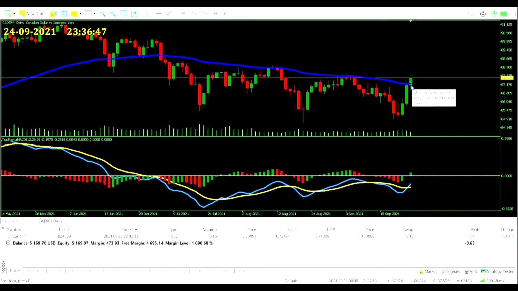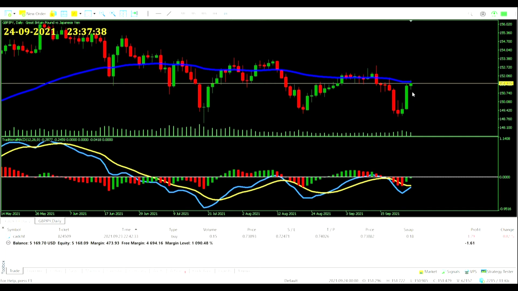Here comes a signal from the CAD yen, not a trade we can take because we're already in a CAD pair. But it is to the buy side for the Canadian dollar, so at least it's a good sign for us that the Canadian dollar is strengthening in general. Pound yen is almost coming in with the signal. If we can get a green day on the Great British Pound, that should knock it above the moving average, above the zero line, and into a trade.